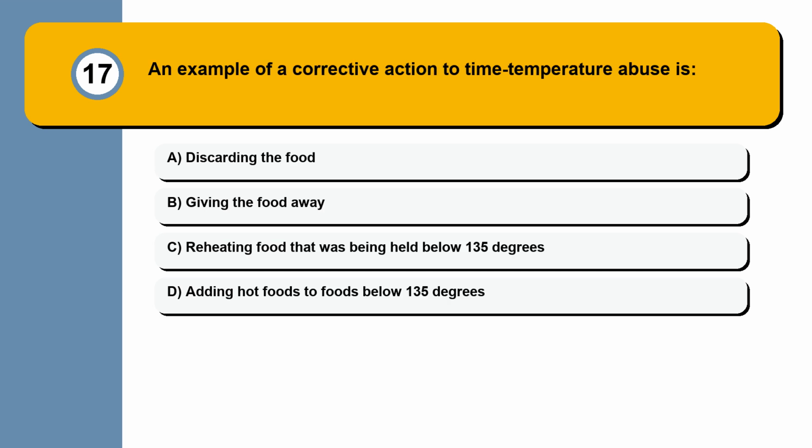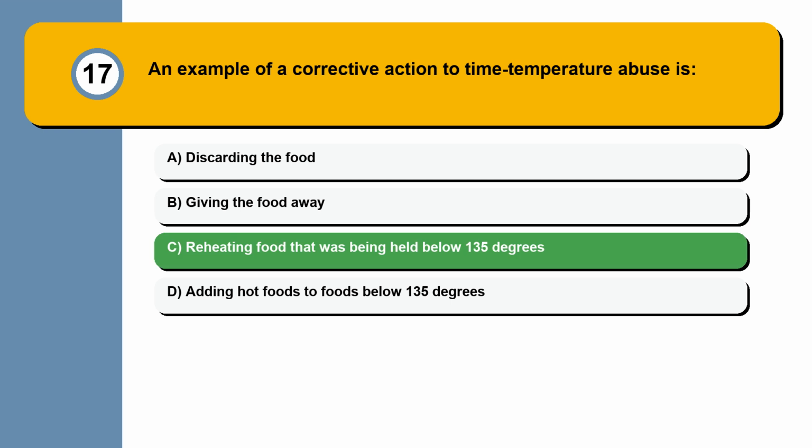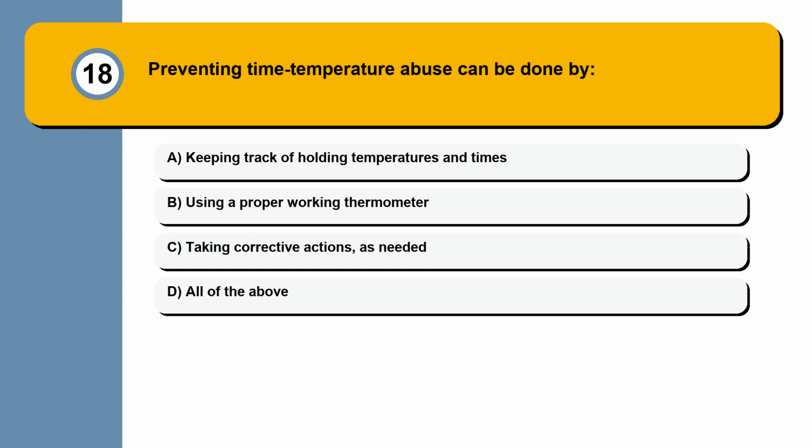Question 17. An example of a corrective action to time temperature abuse: discarding the food, giving the food away, reheating food that was being held below 135 degrees, adding hot foods to foods below 135 degrees. Question 18. Preventing time temperature abuse can be done by keeping track of holding temperatures and times, using a proper working thermometer, taking corrective actions as needed, all of the above.